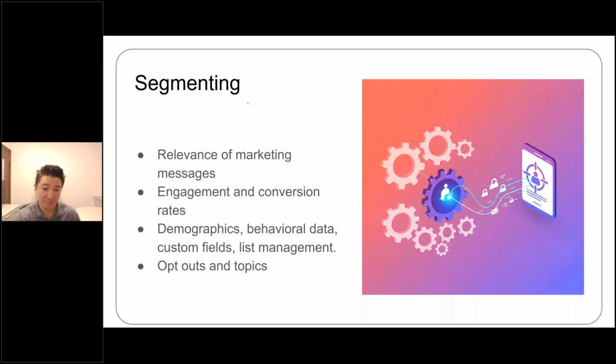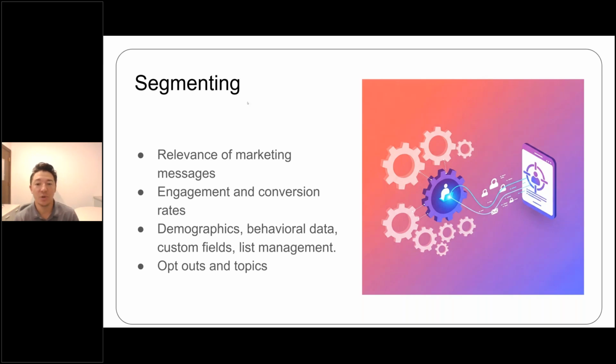So custom fields, though, you can create custom fields to store data or information about your audience, such as industry, company, purchase history, things like that. List management. So marketing automation allows you to create and manage mailing lists, which can be used to segment your audience based on subscription status, for example. Topics. So topics in Zoho are used to organize your email marketing and allow contacts to subscribe to specific areas of your message that are of interest to them.